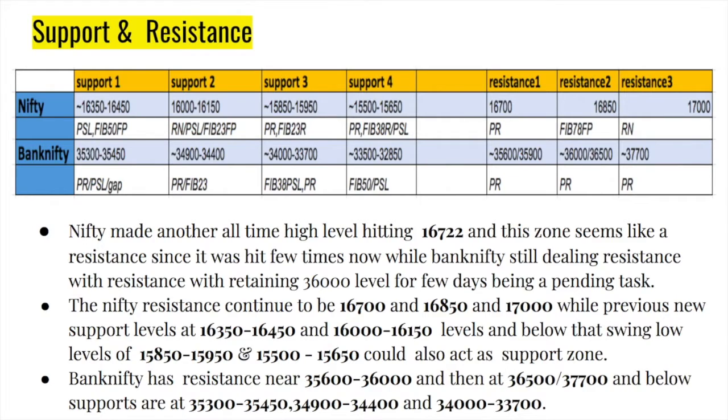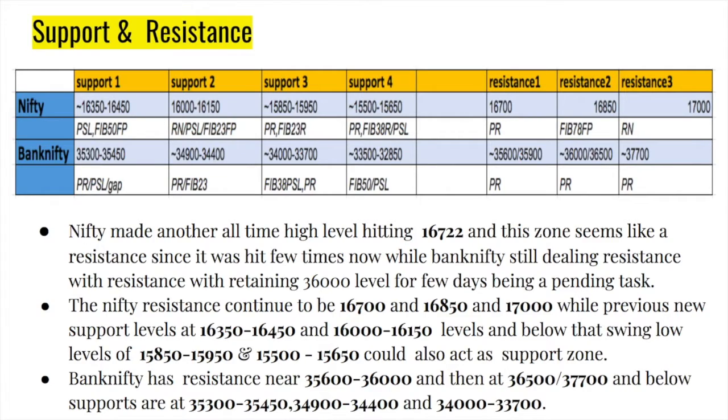Now the Bank Nifty levels. If you see, the first support is 35,300 to 35,450. That is a new level. 35,000 seems to be a good support level, and just above that, the 35,300 to 35,450 level creates a support zone. After that, below, you have 34,900 to 34,400, which is also a Fibonacci 23 retracement level and the previous resistance level.